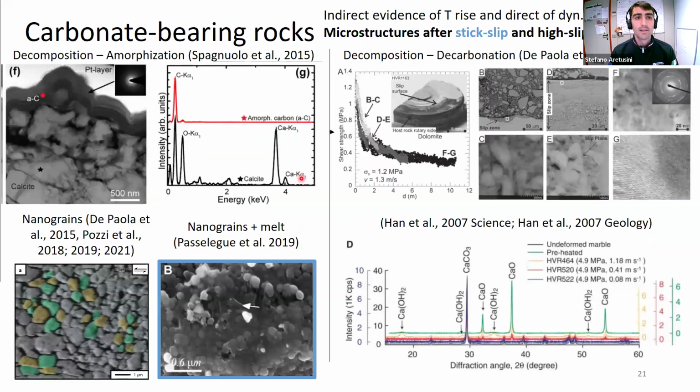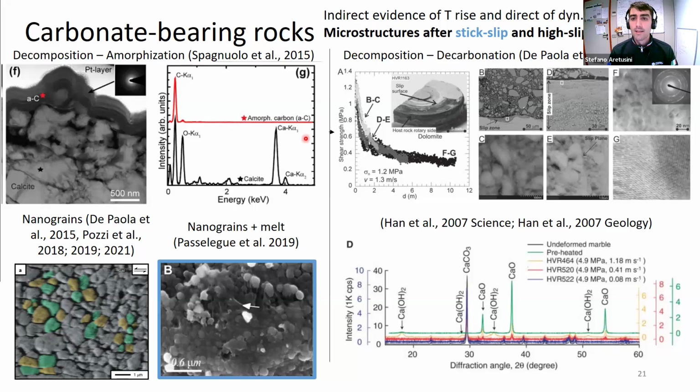And in the particular case of carbonate-bearing rocks, thanks to high slip and stick slip experiments and the analysis of microstructures after the experiment, it was really possible to track the advancement and the type of decomposition processes involved. In the case of Spagnuolo 2015, the calcite-rich marble on the shearing surface was amorphizing, so calcium carbonate was transforming into amorphous carbon.